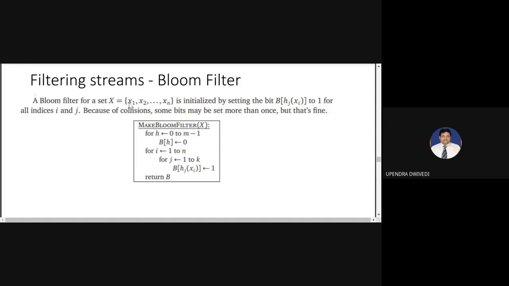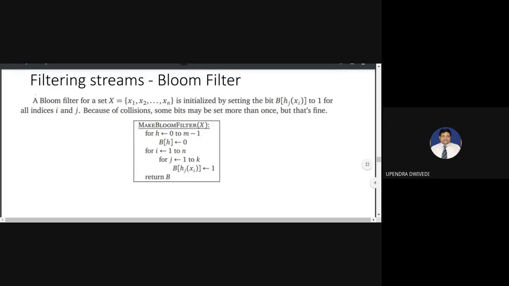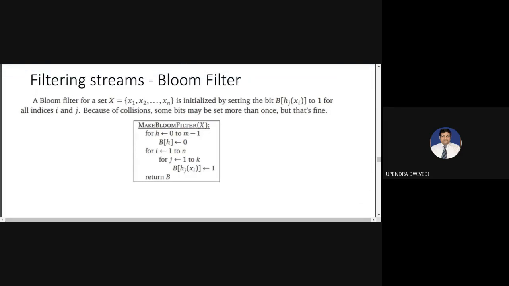X is here represented by x1, x2, up to xn, and this set is initialized by setting the bit b of h_j(x_i). We'll discuss that. Basically, this set X is representing the set of keys S. Earlier we defined the set of keys S as our desired content, represented as x1, x2, up to xn. These are the different properties of the content. Suppose these are the email addresses 1, 2, up to n.